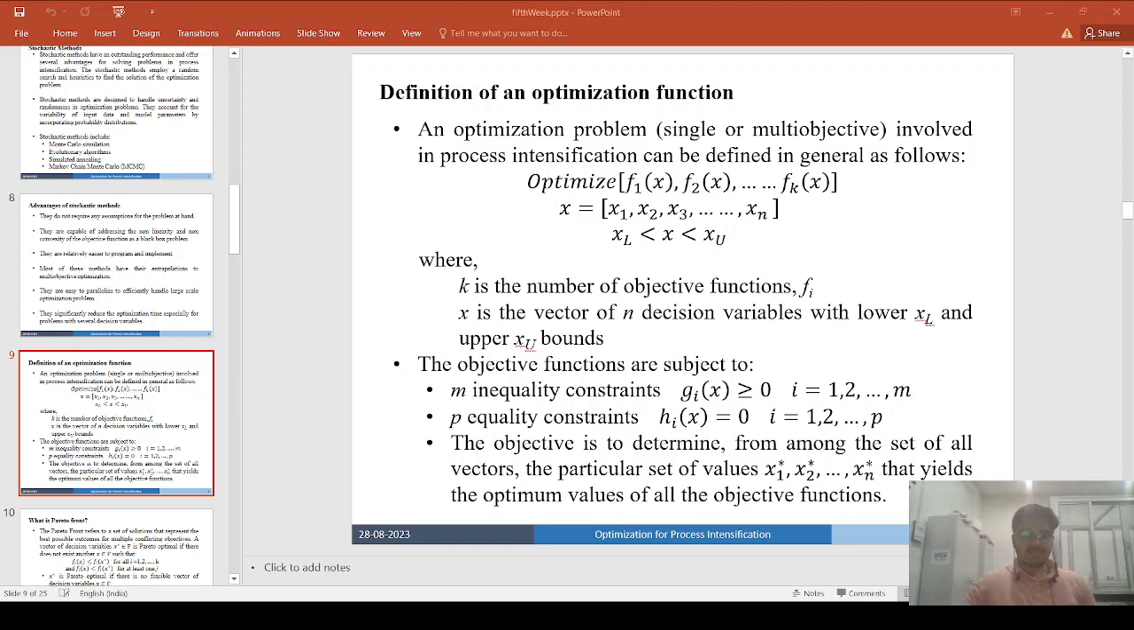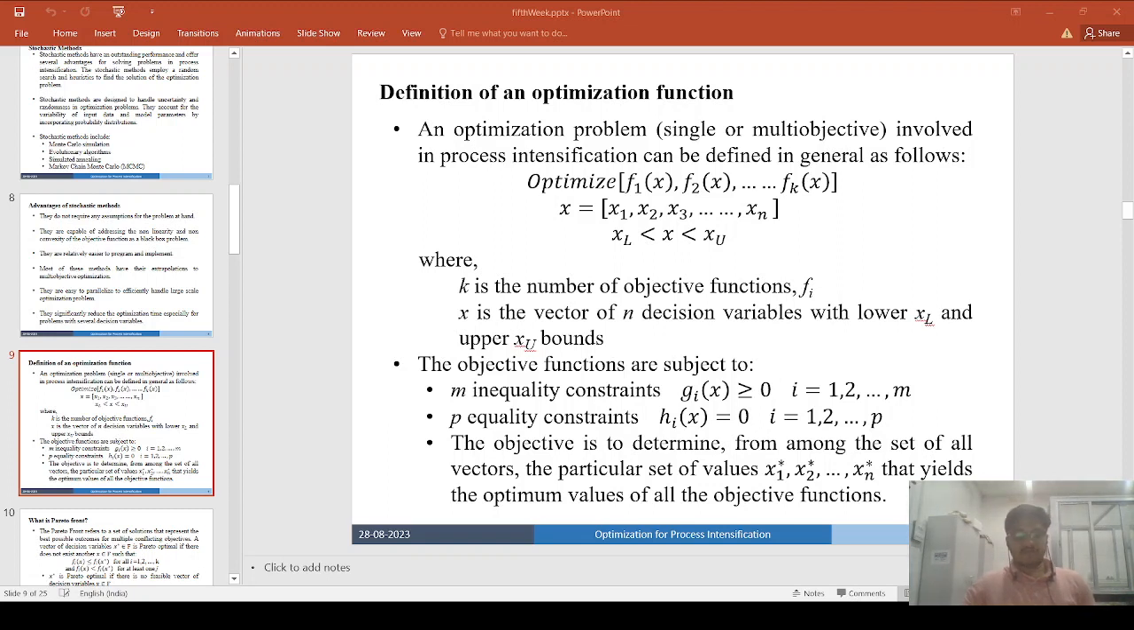So this is the mathematical definition of an optimization problem. Here k is the number of objective functions involved, and x is the vector. X is a vector that includes the component x variables, n number of x variables, with lower bound xl and upper bound xu.